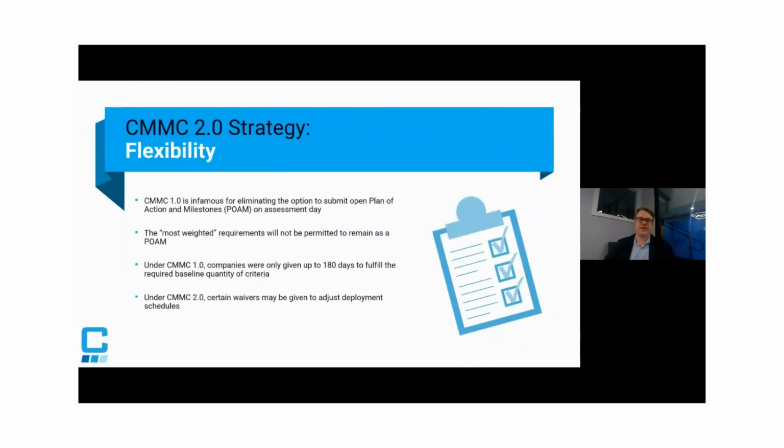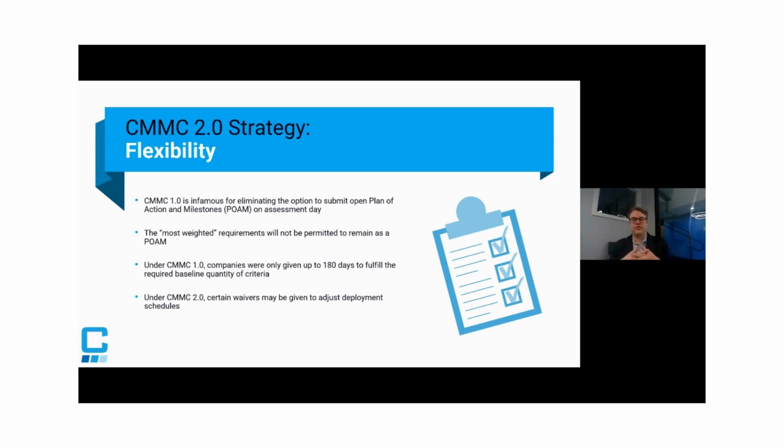The other part here was flexibility. So they wanted more flexibility in CMMC. There are a lot of things that tick people off, and it was infamous for basically blowing up because you could submit a POAM on the assessment day, and you wouldn't be able to comply, and so you would lose the contract. Or that the most weighted requirements of your SSP, remember that score that goes back and forth, each one of those has a different weight of what is going to happen to your score. And most of those weighted requirements weren't permitted to remain on the POAM at all. You could not have a heavily weighted item on your POAM, you failed, right?